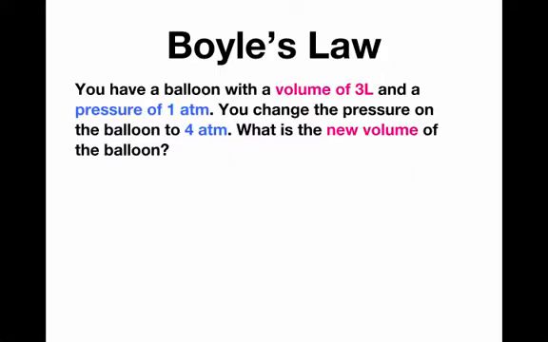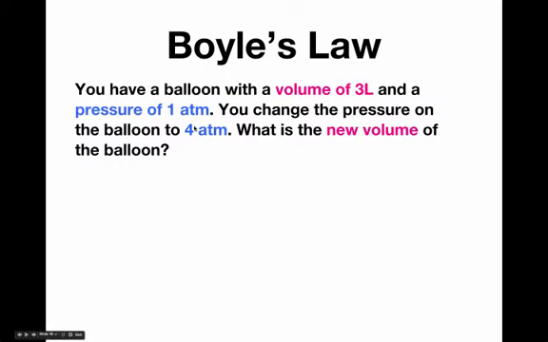Here is a word problem related to Boyle's Law. This is probably taken from your book. You have a balloon with a volume of 3 liters. So that's the initial volume of the balloon. The balloon also has a pressure of 1 atmosphere. And then basically the problem says you change the pressure on the balloon to 4 atmospheres. So basically you made the pressure 4 times larger. You started at 1 atmosphere, you increased it to 4 atmospheres. What's the new volume of the balloon?